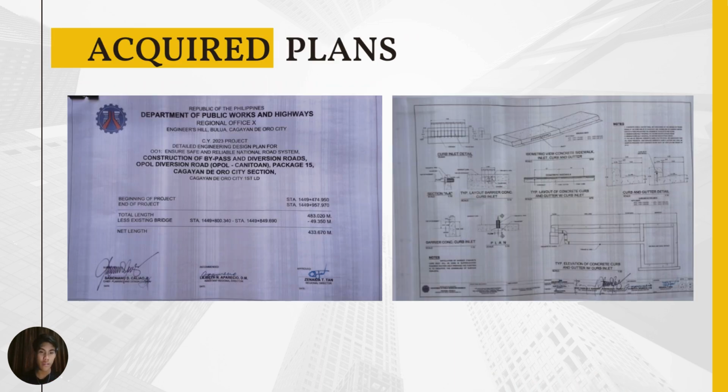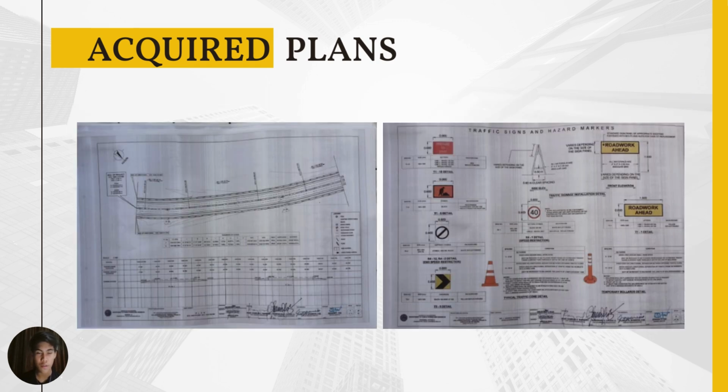So moving on, we have here the acquired plans for our project. We have the detailed engineering design plan. So in the right figure, we can see here the sidewalk and the drainage design. And these will be used for the estimates. And in the left figure, we have here the aerial photo for the design of the road. And on the right, we have here several of the traffic signs and hazard markers that will be used during the construction phase.